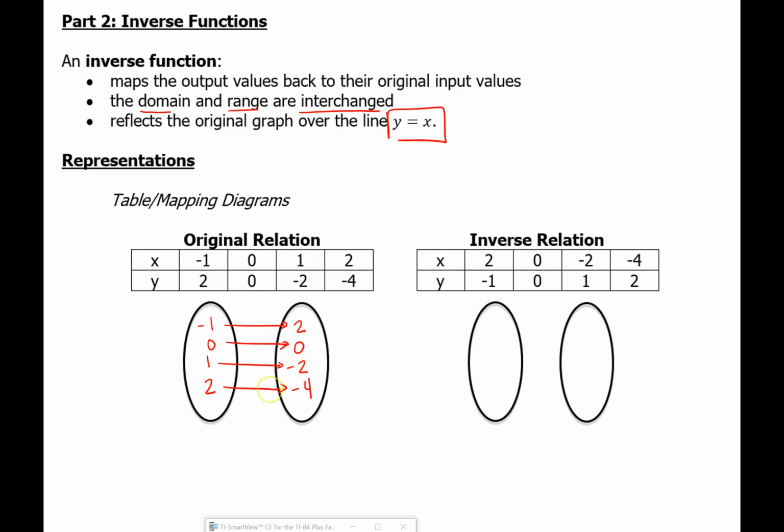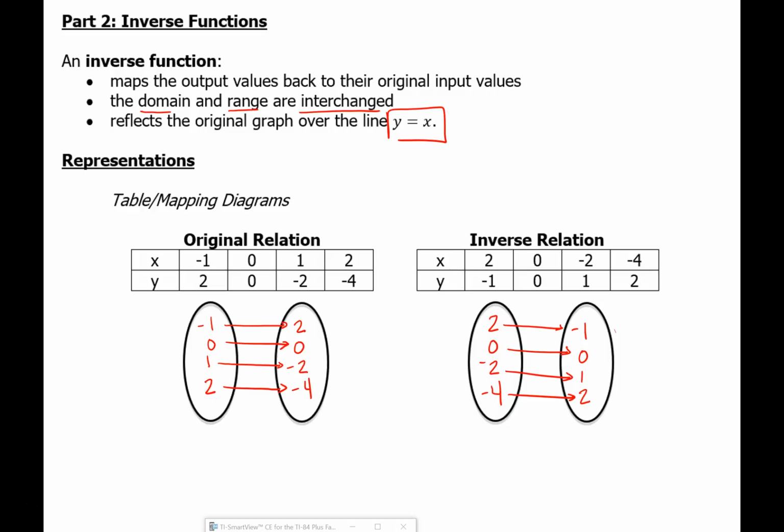Now with that map drawn, I'm going to skip over here to the inverse relation, and let's go ahead and draw this map as well. So my input values are going to be my x's, 2, 0, -2, -4, and my output values are going to be my y values, -1, 0, 1, and 2. So let's map it, drawing those arrows. Do you notice anything about the numbers that we just drew in these two maps?